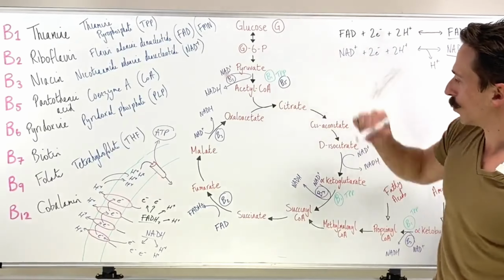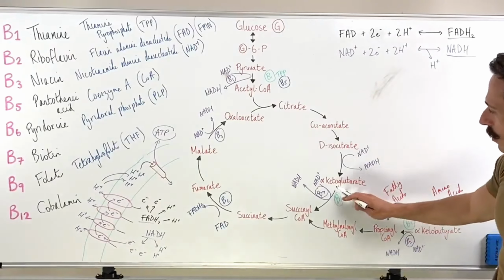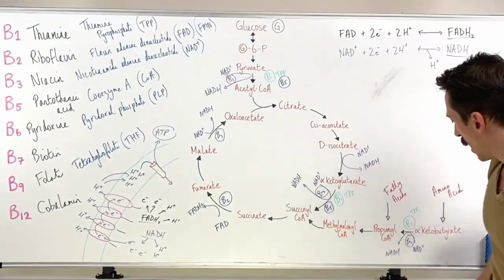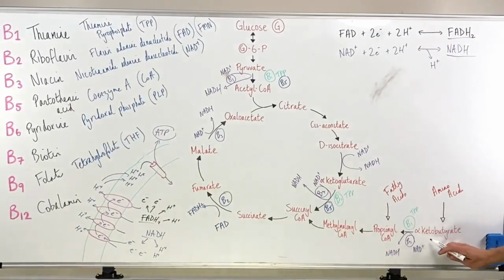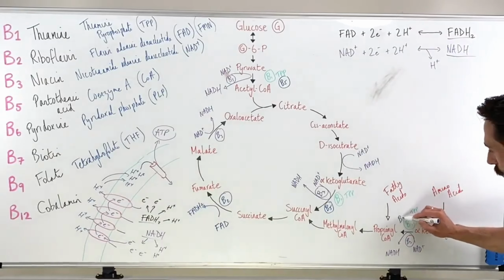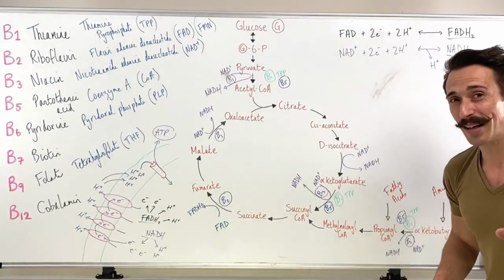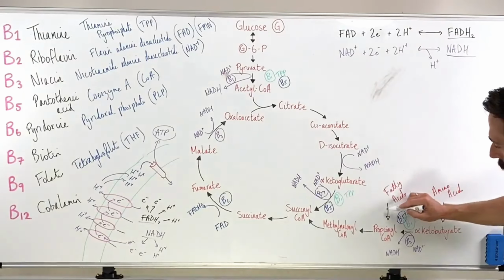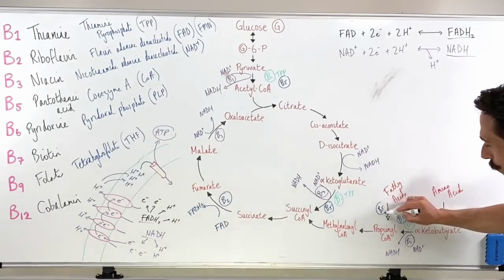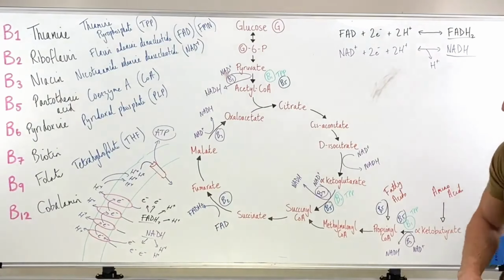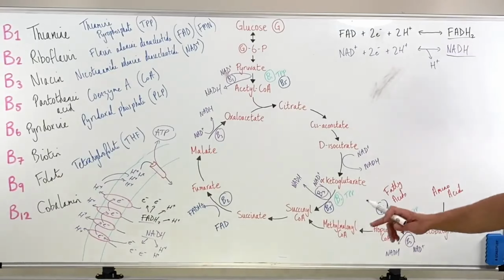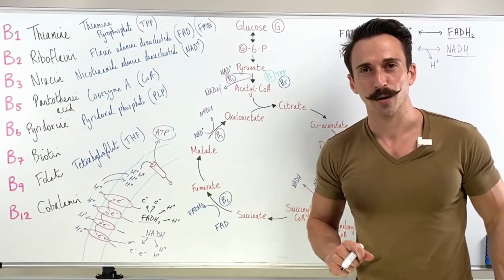So B5 is going to be working here as well. So going from pyruvate to acetyl-CoA. It's going to be working here, going from alpha-ketoglutarate to succinyl-CoA, B5. It's going to be working here, going from alpha-ketobutyrate to propionyl-CoA, B5. But also, pantothenic acid in the form of CoA is important to turn fatty acids into propionyl-CoA, so here as well. Very important. All right? So as you can see, any place in which we've got something turning into a CoA, we're going to have pantothenic acid come along.